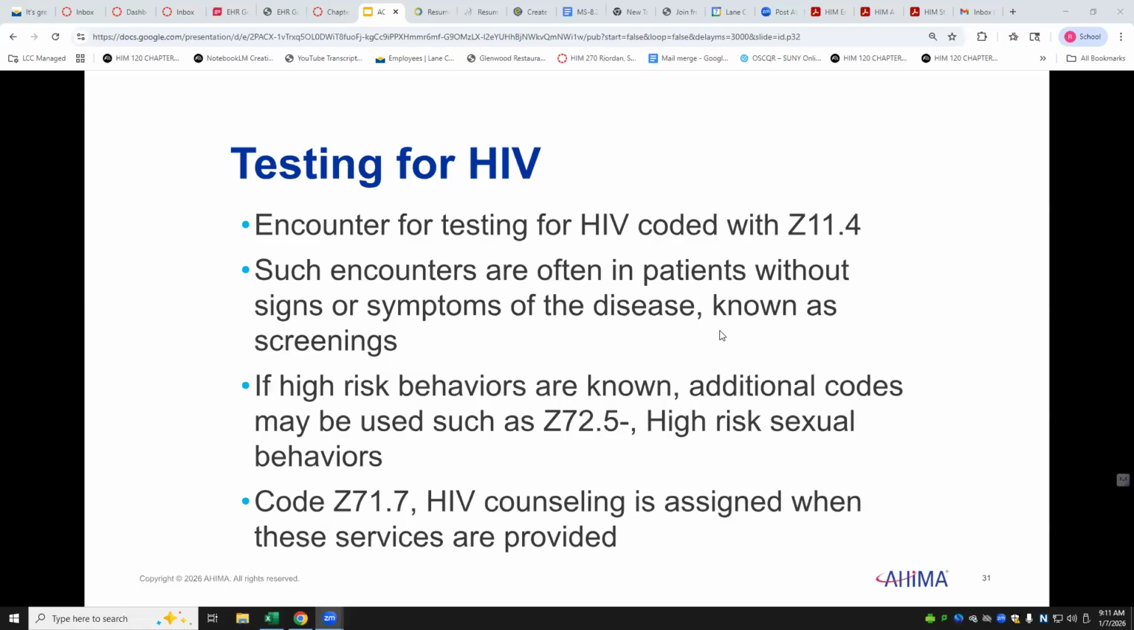And again, the encounter for the testing and the testing only would be Z11.4. So this would be a patient that doesn't have any signs or symptoms of the disease, so it's screening. If they're engaged in high-risk behavior, additional codes may be used, such as Z72.5, high-risk sexual behavior. If counseling is involved, we would then use the code Z71.7.